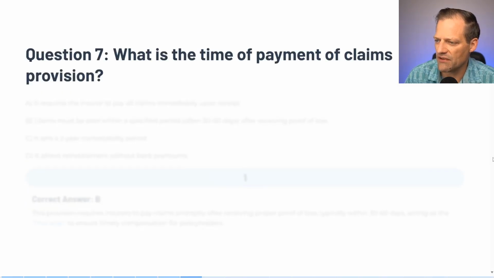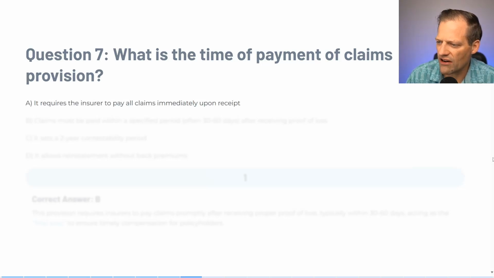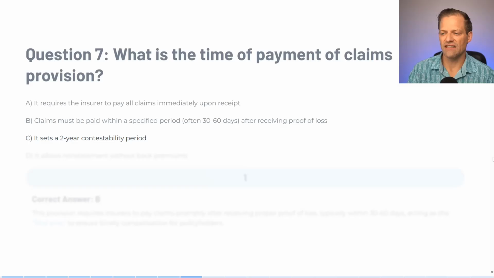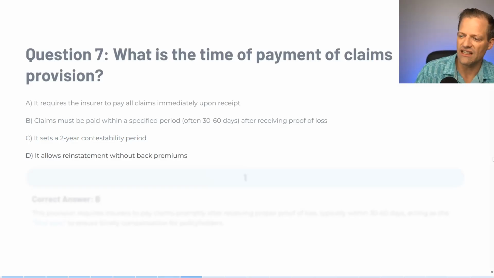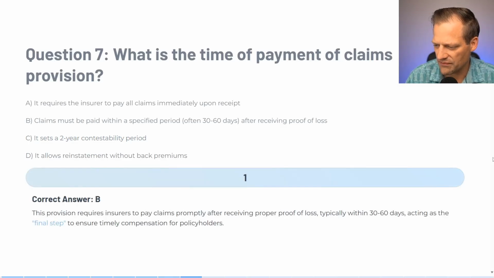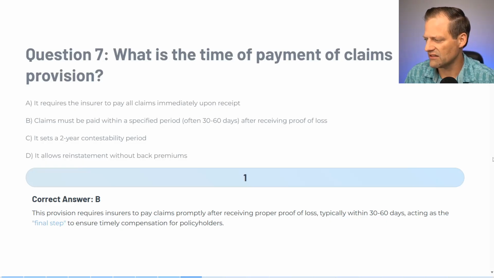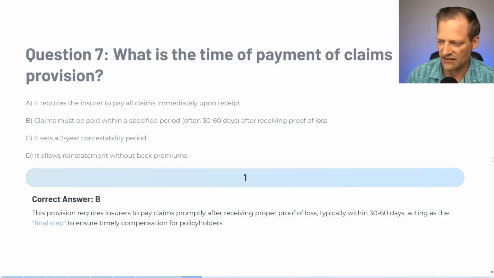What is the time payment of claims provision? A, it requires an insurer to pay all claims immediately upon receipt. B, claims must be paid within a specified period, often 30 to 60 days after receiving proof of loss. C, it sets a 2-year contestability. Or D, it allows reinstatement without back premiums. So the answer is B. The provision requires insurers to pay claims promptly after receiving proper proof of loss, typically within 30 to 60 days, acting as a final step. So remember, 30 to 60 days is the key thing.